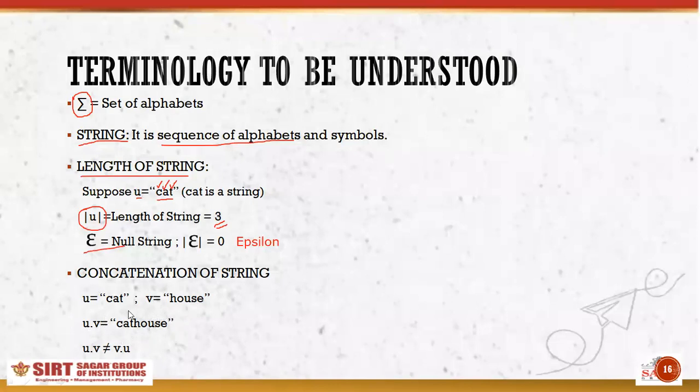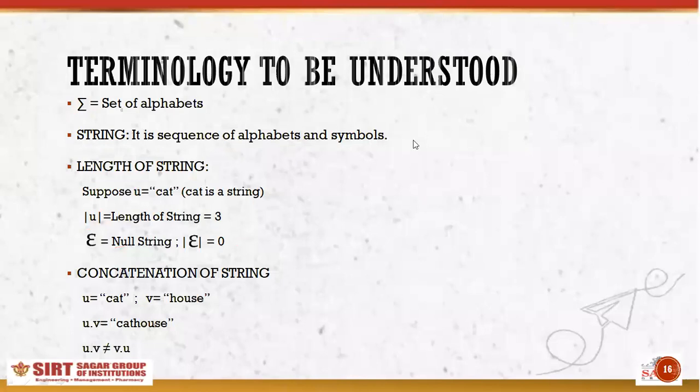And one more thing which needs to be remembered, that concatenation does not follow the commutative property. That means if you have concatenated u with v, it will not be equal to when you concatenate v with u. Okay, because it will become housecat then, and it will be two different strings in that case. Okay, so these are some concepts about strings.